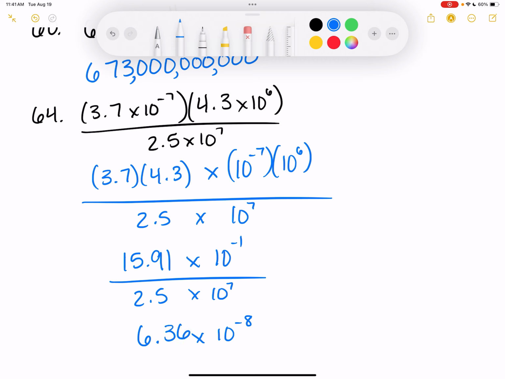And so then that would be your final answer. If this came out to be something, like if, say, it wasn't divided by 2.5, we would need to move that decimal place over again and fix that. So that's incorrect scientific notation, but this one is done correctly.